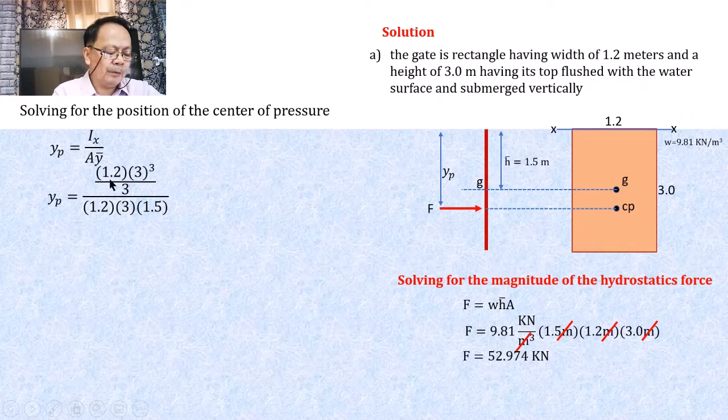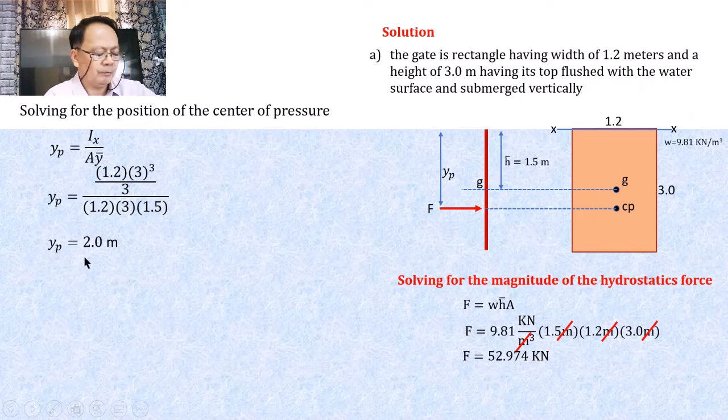That is equal to 1.2 times 3 cubed over 3 divided by the area, which is equal to 1.2 times 3, and the location of the centroid, which is also the same as 1.5. Sabi ko nga, bar H is equal to bar Y because the plate is submerged vertically. And so you have here 1.5. And if this will be simplified, you will have a value of Y sub P equal to 2.0 meters.